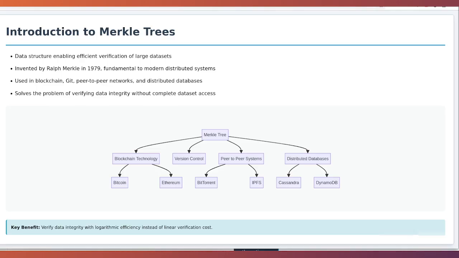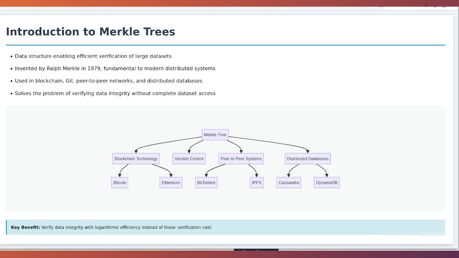Today we are going to explore one of the most elegant and powerful data structures in computer science, the Merkle tree. Named after Ralph Merkle, who patented it in 1979, this structure has become fundamental to blockchain technology, distributed systems, and data verification. You might wonder why a data structure from the 1970s is still so relevant today. The answer lies in its brilliant simplicity and efficiency.